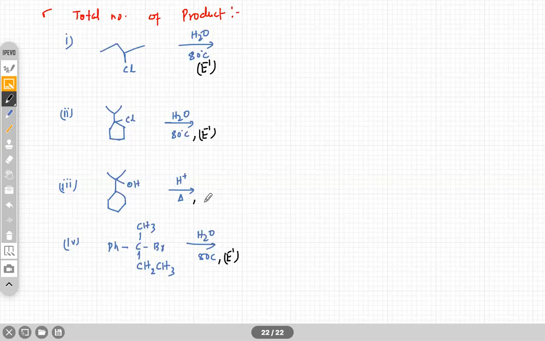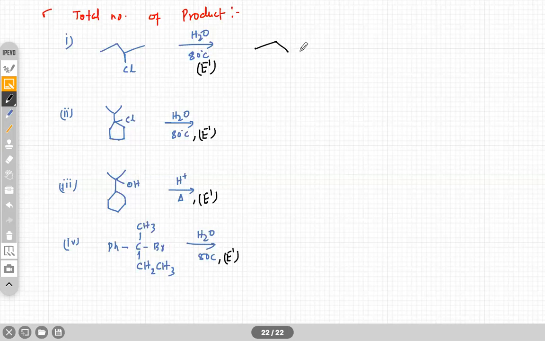Here also we are heating it. However, it is not halogens, but since we are heating, it is also an E1 reaction. Okay, if you do not heat, it may be SN1. So in this reaction, what happens? The first step is the formation of carbocation.